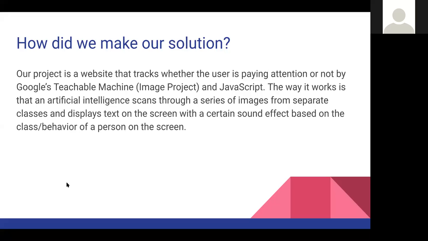How do we make our solution? Our project is a website that tracks whether the user is paying attention or not using Google's Teachable Machine and JavaScript. The way it works is that an artificial intelligence scans through a series of images from separate classes and then displays whether or not the student is paying attention, and plays a certain sound effect if the student is not paying attention.